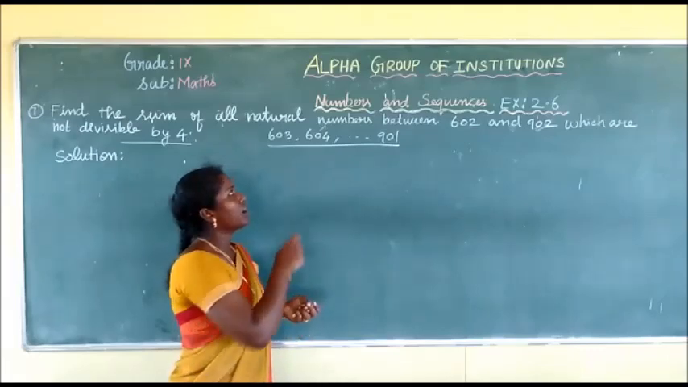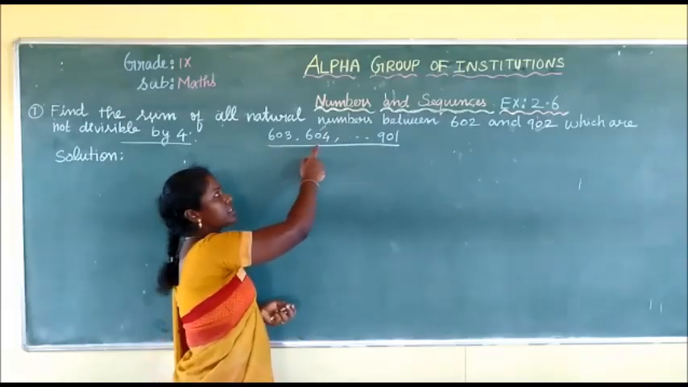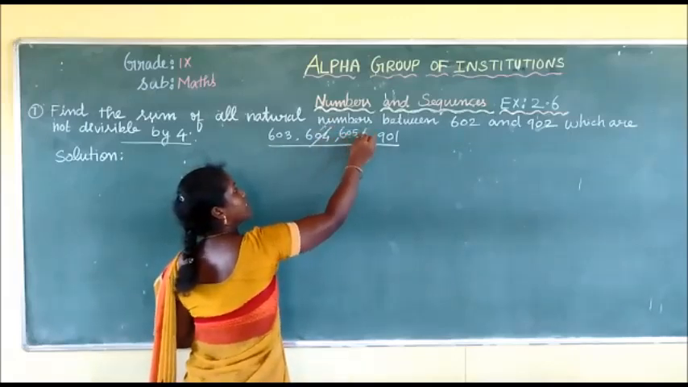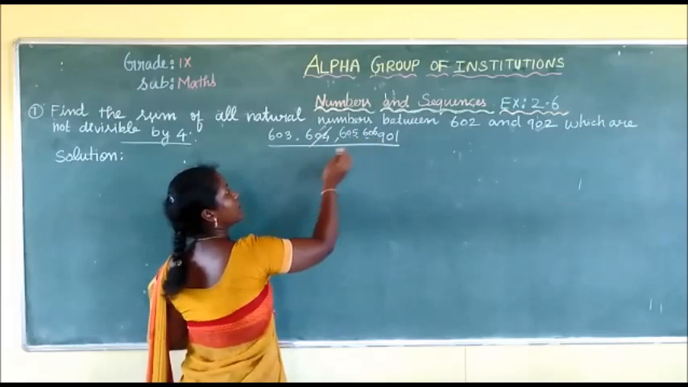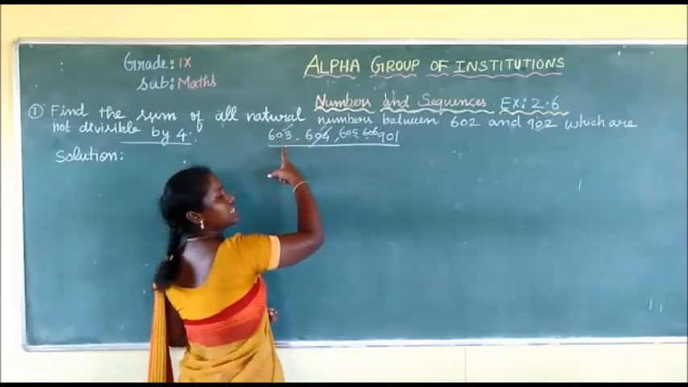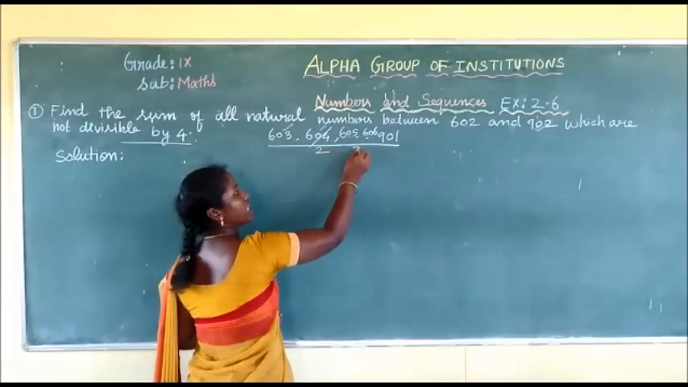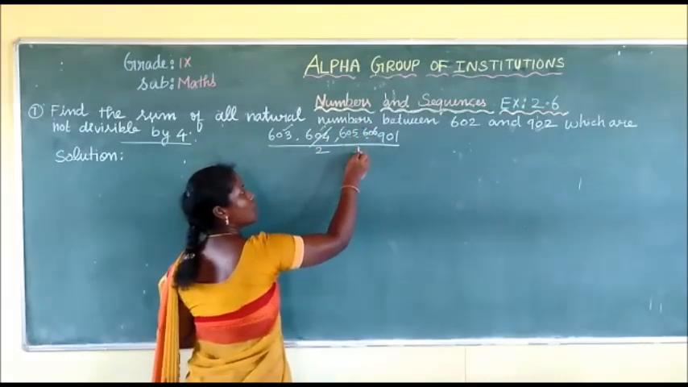So see here, 603 is not divisible, 604 is divisible, 605, 606. Okay, these are the numbers. See the common difference here, from 603 to 605 is 2. But in the original series the common difference is 1.